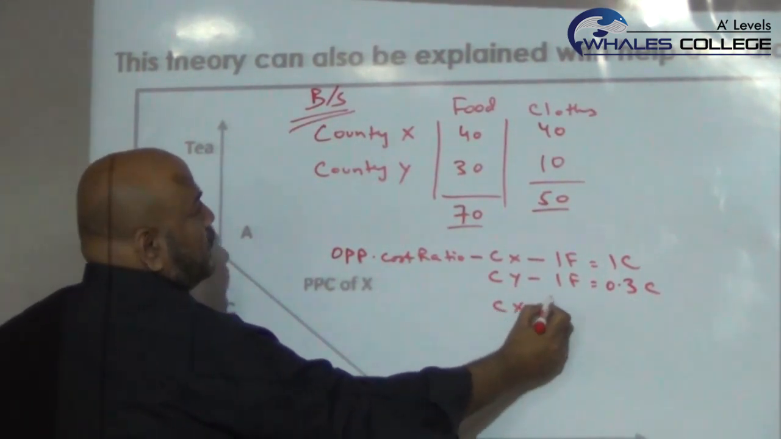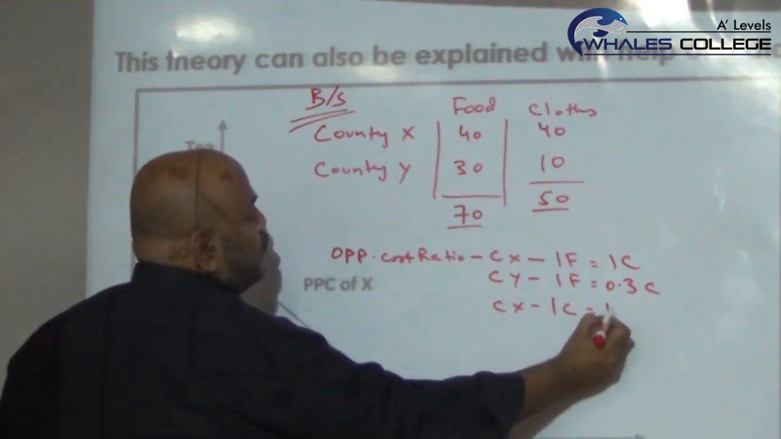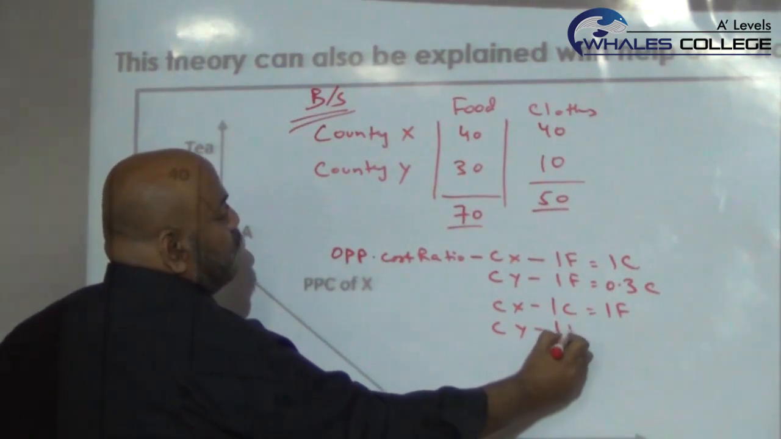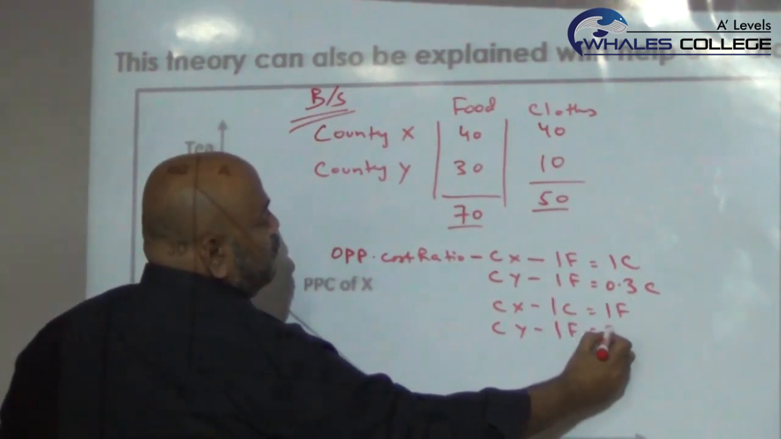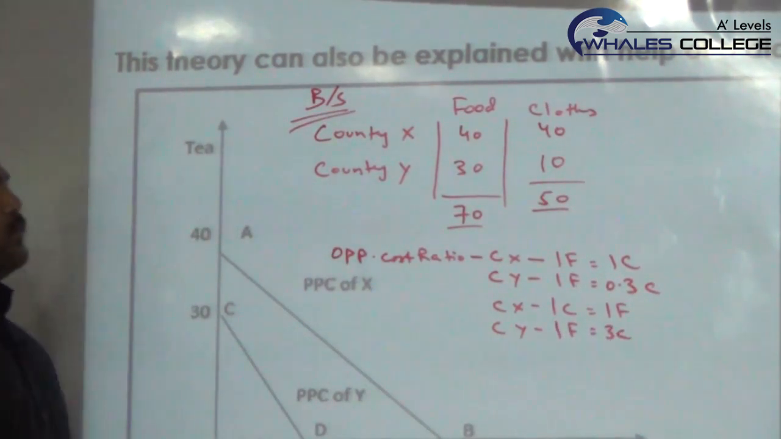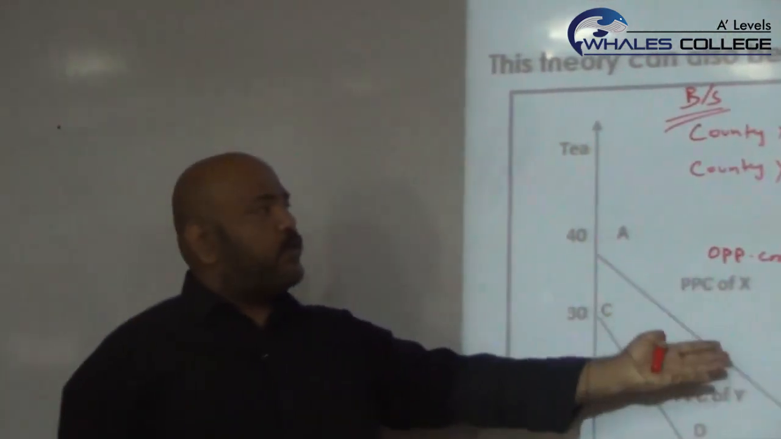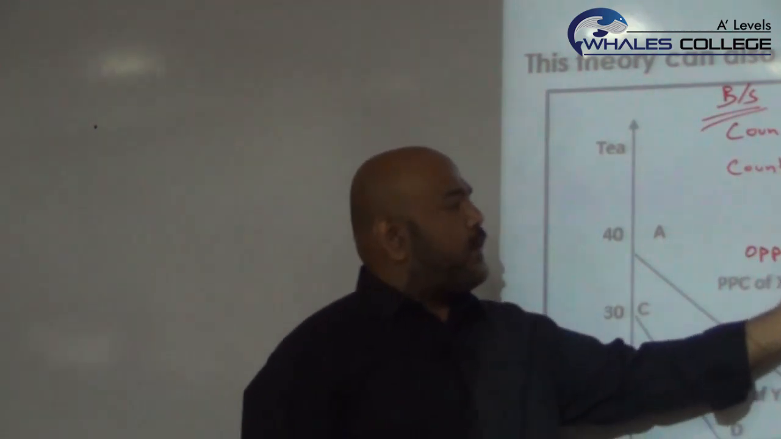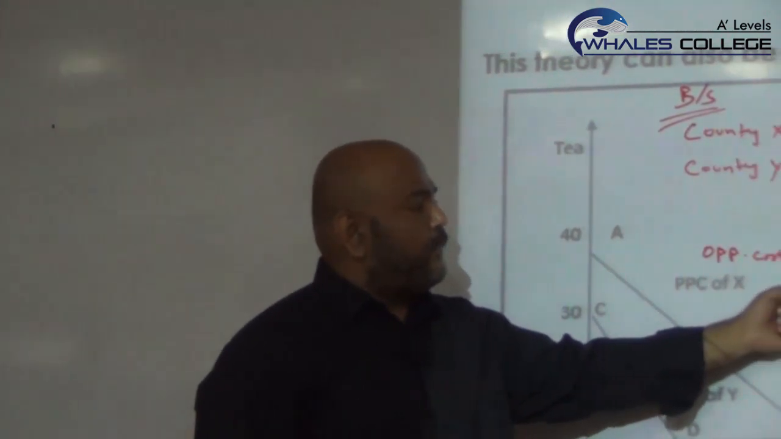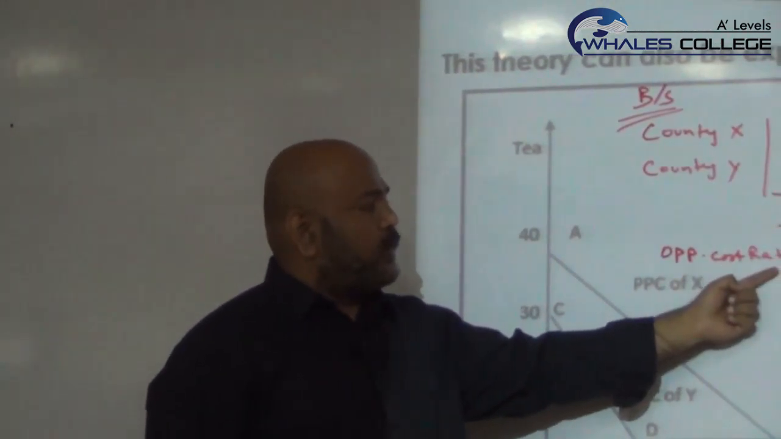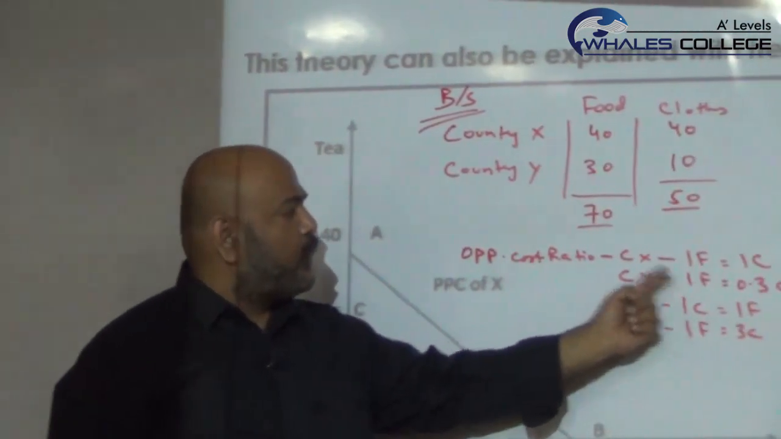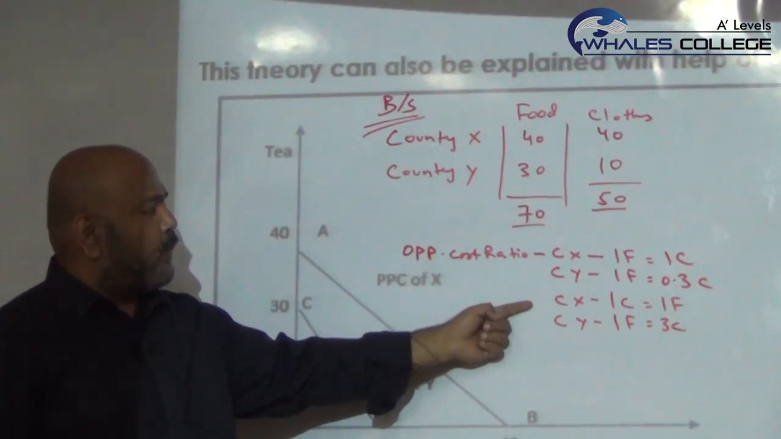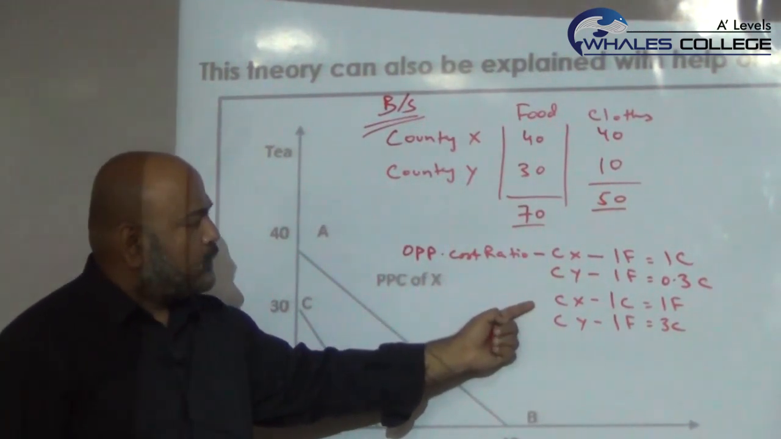Country X, one cloth equals to one food. Country Y, one food equals to 3 clothes. So by looking at these opportunity cost ratios, we can easily find out that country Y is comparatively better in production of food and country X is better in the production of cloth.